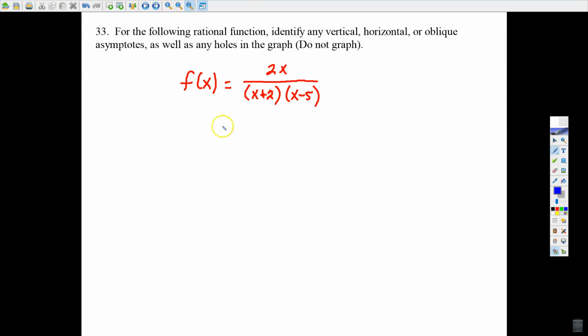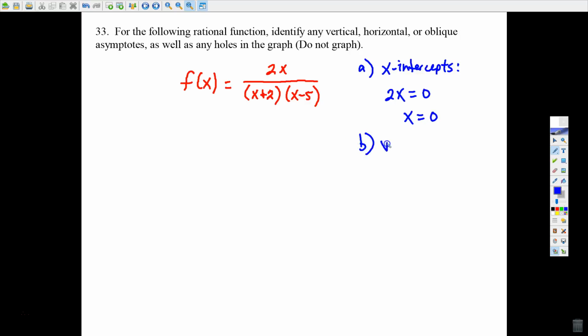All right, that takes us to number 33, and I want you to know about points of discontinuity. So let's start first of all with any x-intercepts. If we have x-intercepts, they will result from letting our numerator be set to 0 and solving for any variable. If there is no variable in the numerator, then we have no x-intercepts. But in this case, we do. We're going to cross the x-axis at the origin.